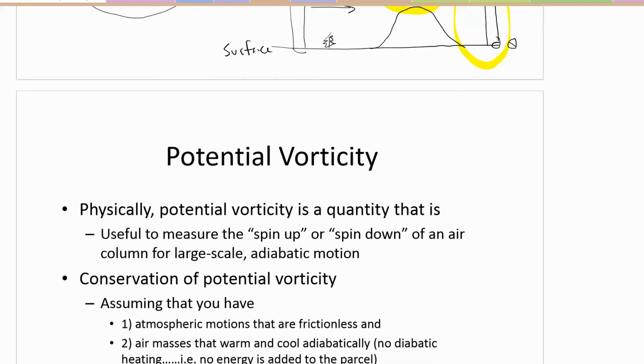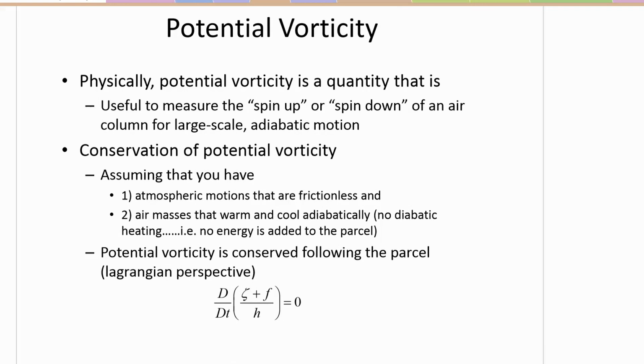So physically, potential vorticity is the quantity that we use to measure the spin up or spin down of that column as it goes over terrain. And we're assuming large scale, like as in the entire west coast of the United States has a mountain range, the entire west coast of South America has a mountain range. And we also have to assume that it's adiabatic.